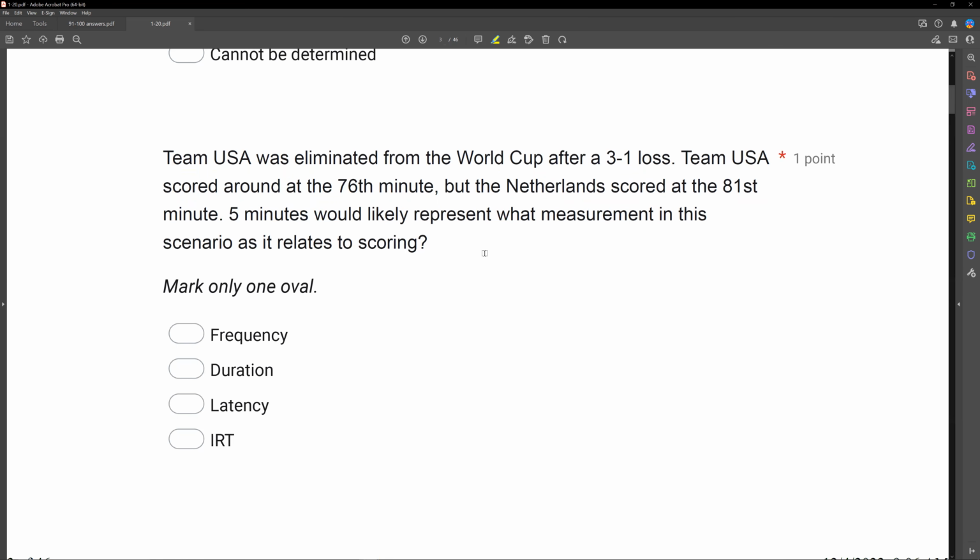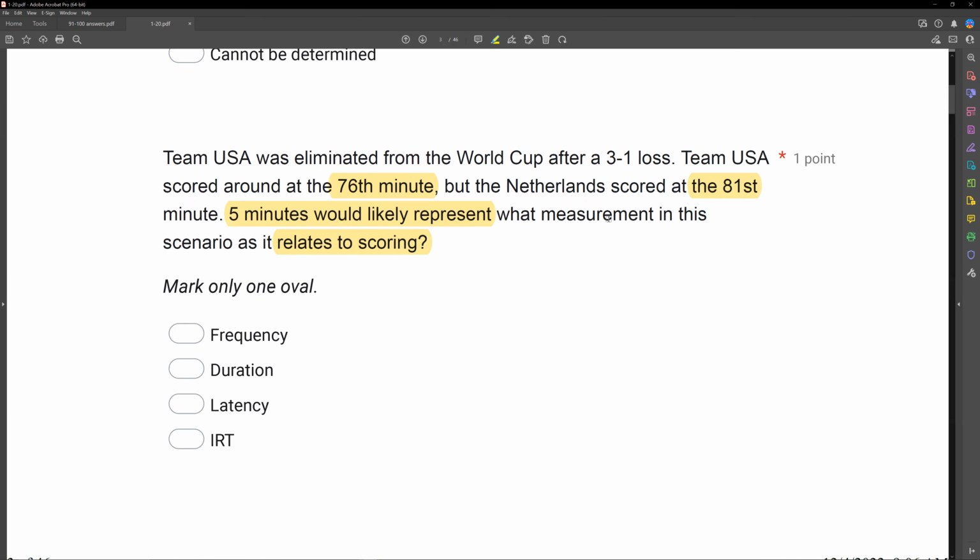All right, let's think about this one. Team USA was eliminated from the World Cup after a 3-1 loss. Not really what we're worried about, right? What are we worried about here? We're worried about scoring. So Team USA scored around the 76th minute. The Netherlands scored at the 81st minute. 5 minutes is going to represent what as it relates to scoring?